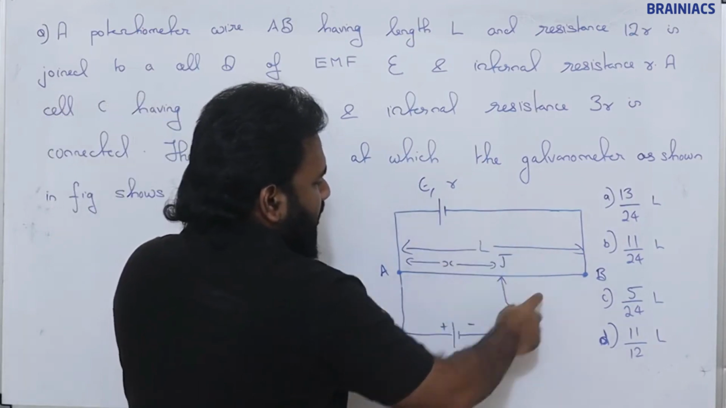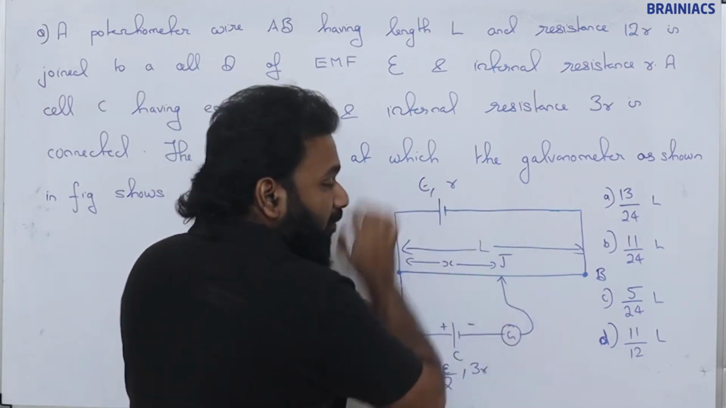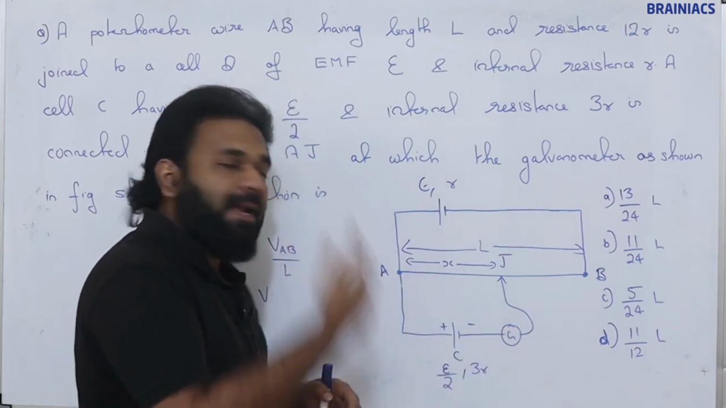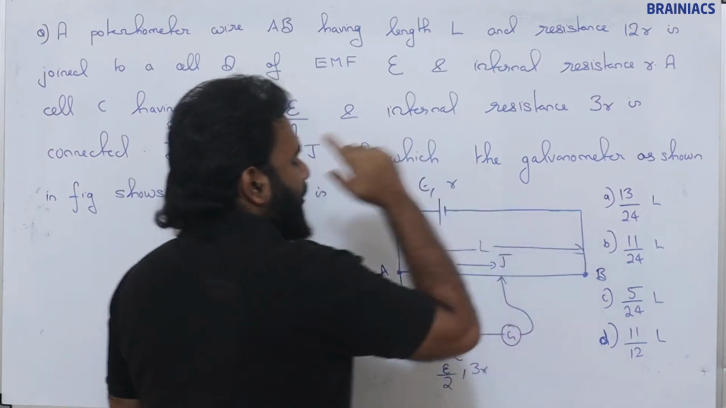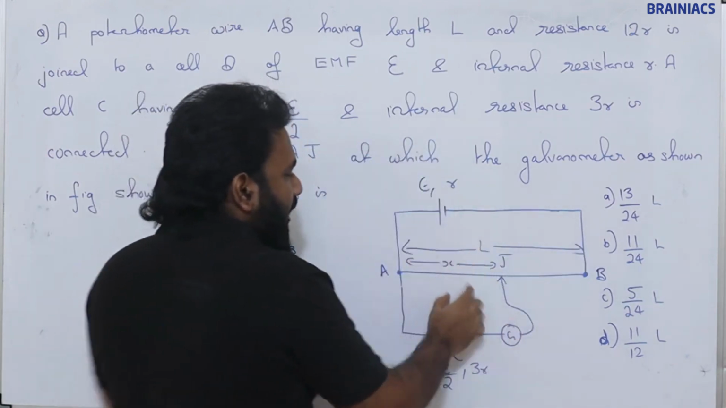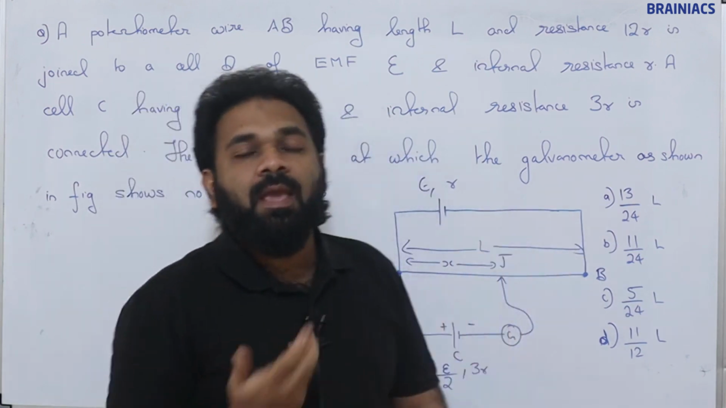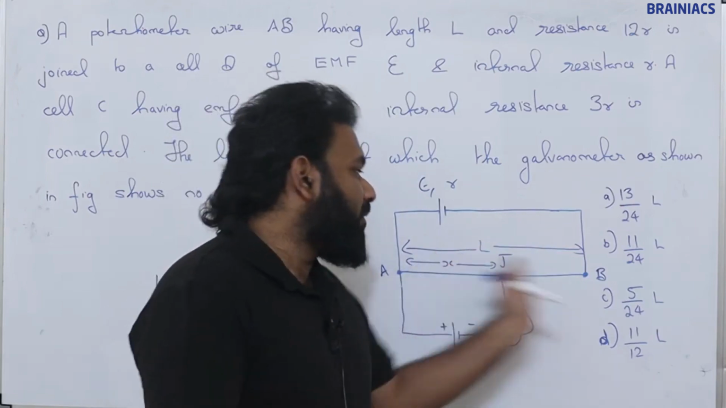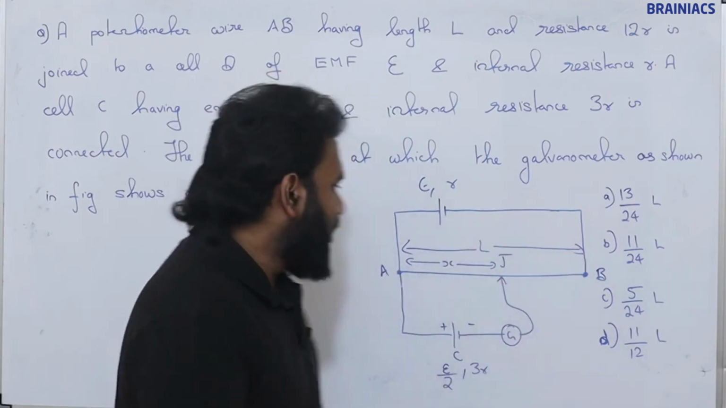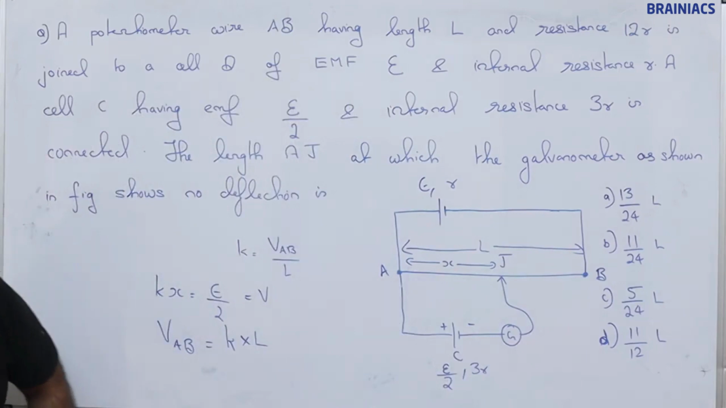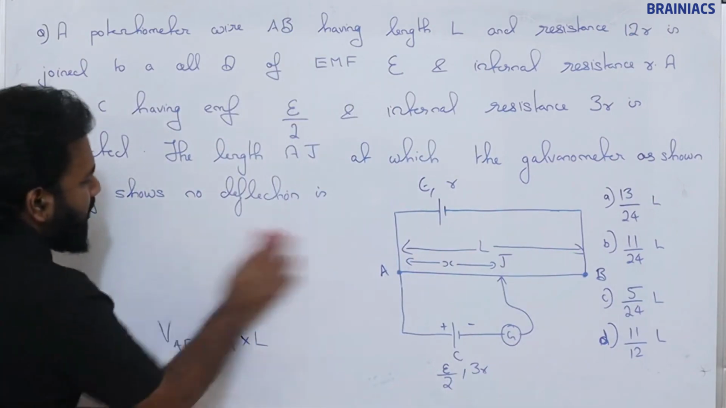Current will be flowing through this, no current will be flowing here because we have kept the jockey at the balancing length, so current will be flowing. When current flows, the current into this resistance is VAB, the voltage across that length of the wire. So with this recap, we will continue solving problems.